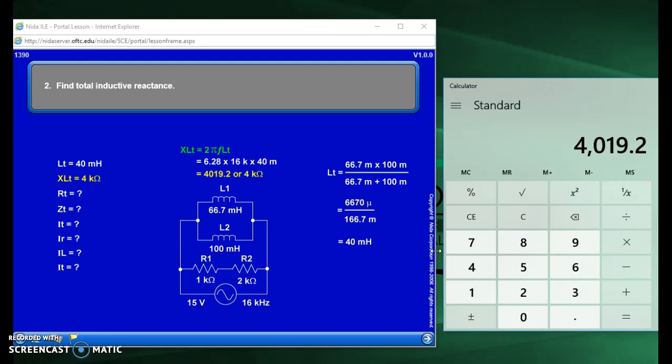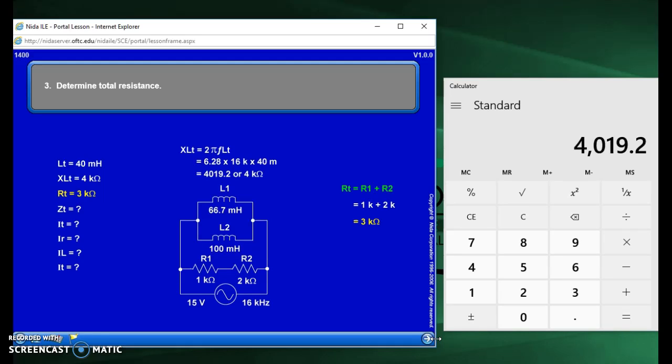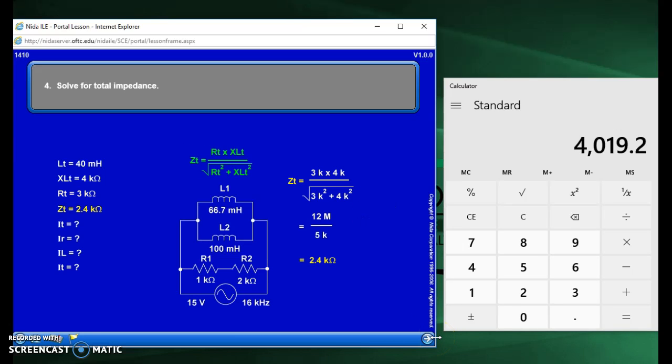So good enough. So what's next? RT is 3K. That's simple math. 1K plus 2K, 3K. ZT, remember we got a different formula now. We have to put the product at the top, square each of the values on the bottom, and then get the square root. So 3 times 3 is 9. And they kind of omitted a step, but I'll put it in here for you.